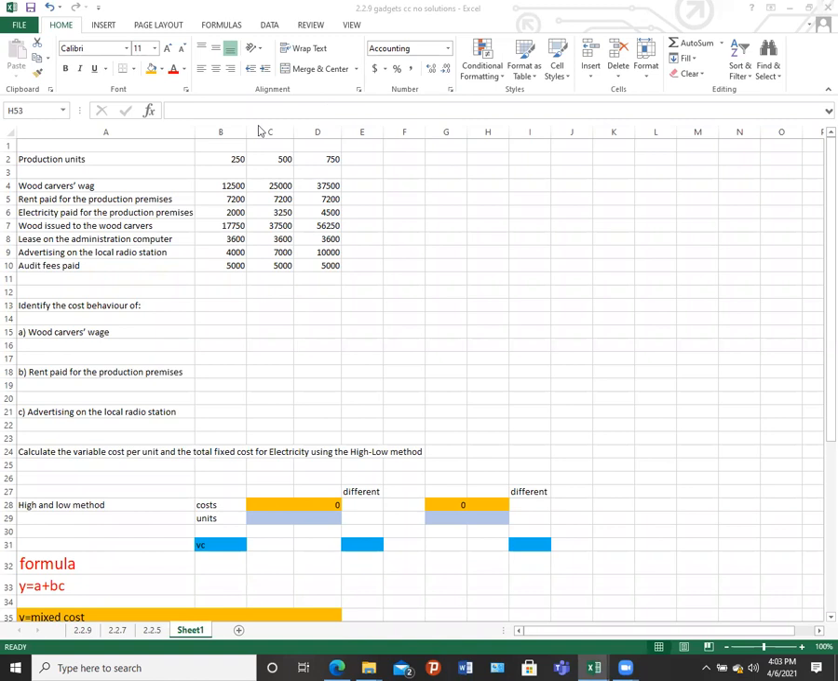We have been given a table, guys, with units produced and then with a component. We have wood cave.